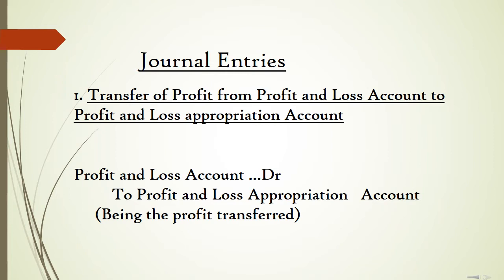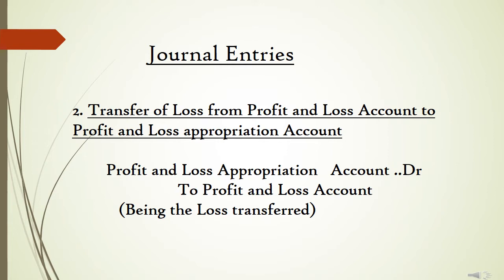We have already seen that the nature of Profit and Loss Appropriation account is that of a nominal account. So according to the rules, we have to debit all the expenses and losses and credit all the incomes and gains. So let us see the journal entries now. First entry is for transferring the profit from Profit and Loss account to Profit and Loss Appropriation account. The entry will be Profit and Loss account debited to Profit and Loss Appropriation account. Suppose we have transferred a loss from Profit and Loss account to Profit and Loss Appropriation account. The reverse of the entry will come, that is Profit and Loss Appropriation account debited to Profit and Loss account.